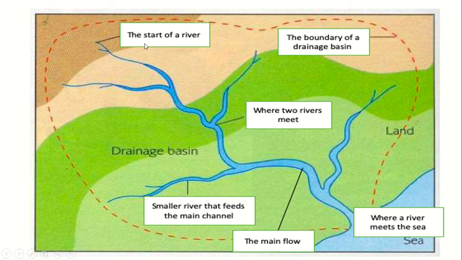So the start of the river is called the source. Where a river meets the sea is called a mouth. Where two rivers meet is the confluence. The boundary of a drainage basin is the watershed. And a smaller river that feeds the main channel is called the tributary.